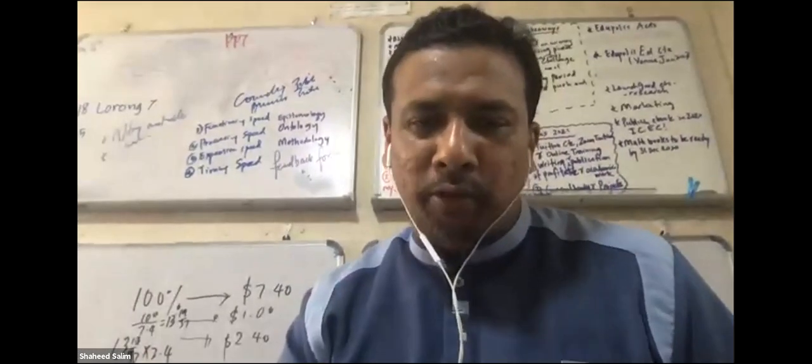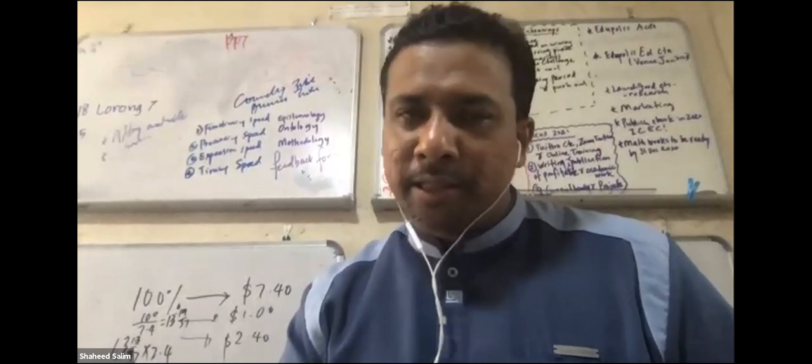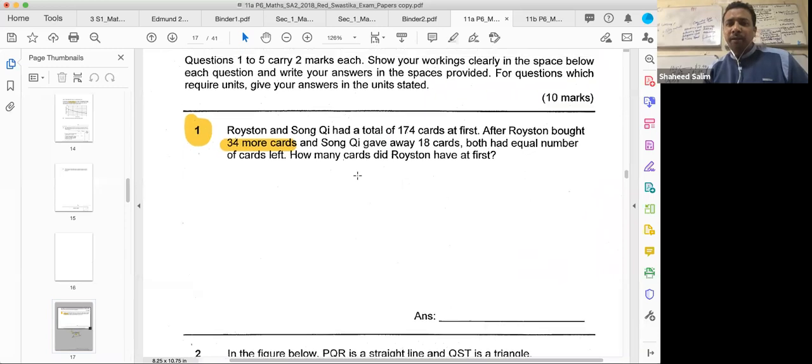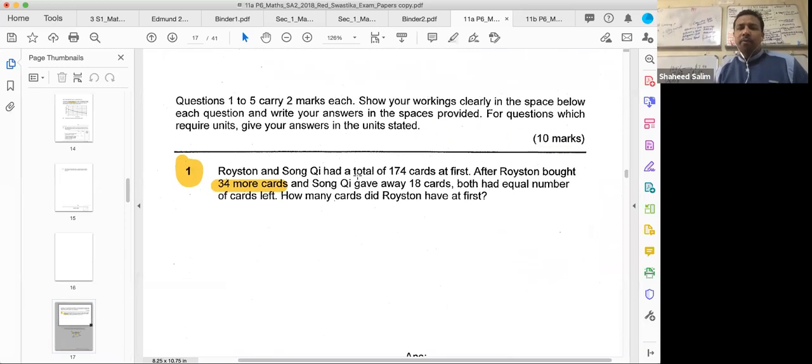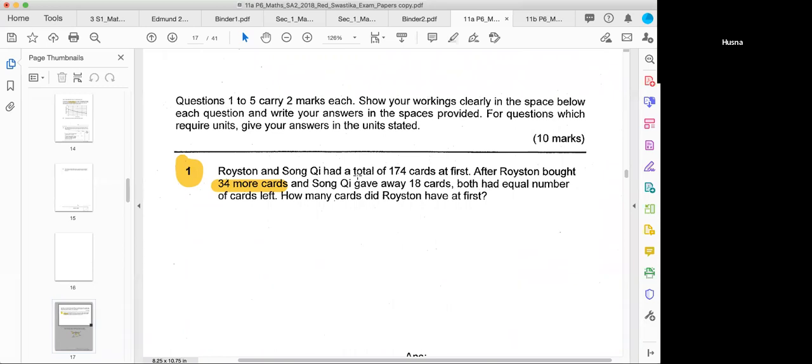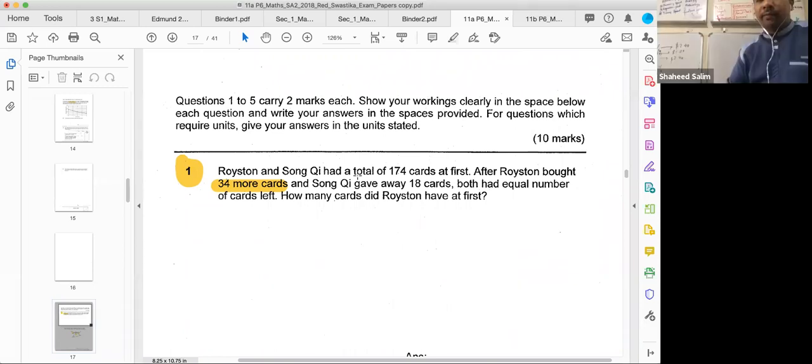Now we try to go back to the earlier question, okay? Remember this is paper 2, so it may be a little bit difficult. Now, I am going to draw the model for you, okay? You say the answer is 61, correct? Answer is correct, but your method might not be correct. Now, you have this Songki and Royston. They have altogether 174 cards. Then in the end, they have the same amount.